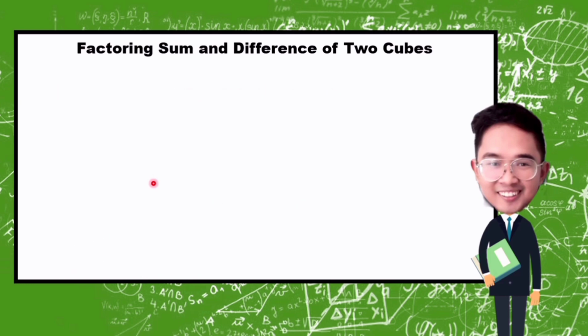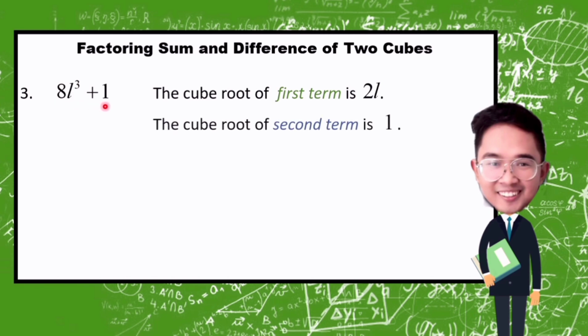Let's try another given. 8l cubed plus 1. What is the cube root of 8l cubed? Great! The cube root of the first term is 2l. How about the cube root of the second term? The cube root of the second term is 1. Since this is sum of two cubes, we need to use this pattern. Input the cube root of the first term and second term as your binomial. So it will become 2l plus 1.